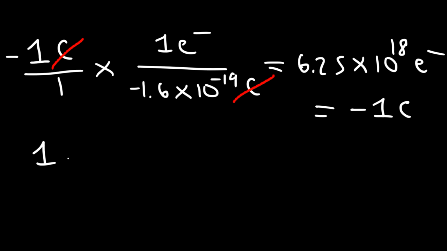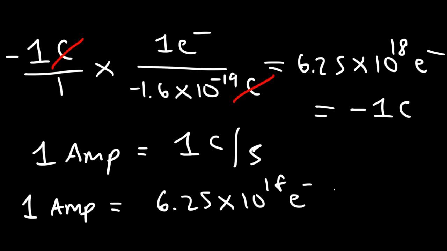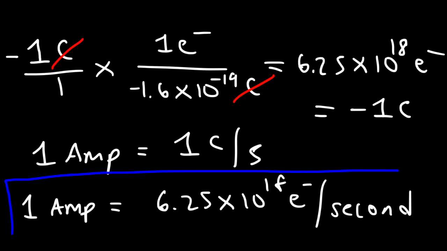So now, an amp of current is 1 coulomb of charge that flows per second. So we could say that whenever you have 1 amp flowing in a circuit, 6.25 times 10 to the 18 electrons is flowing per second. And so this helps you to understand the concept of electric current and what an amp truly means. So 1 amp tells you how many electrons are flowing per second through any given point.